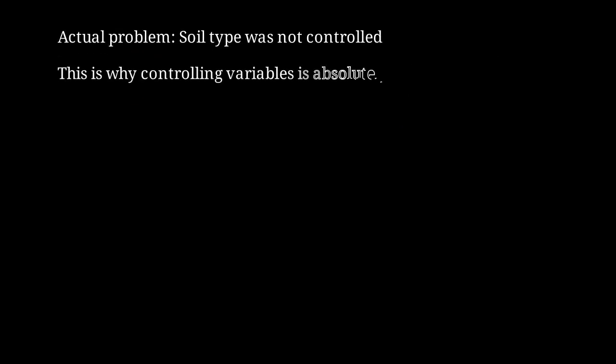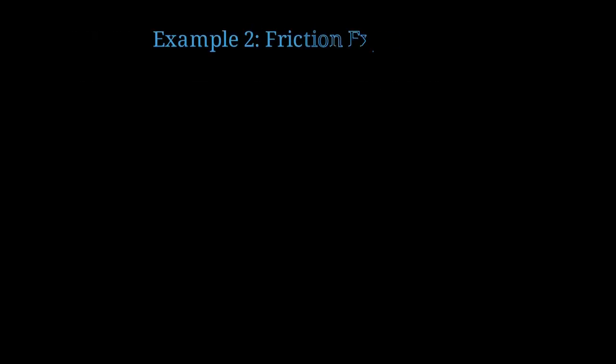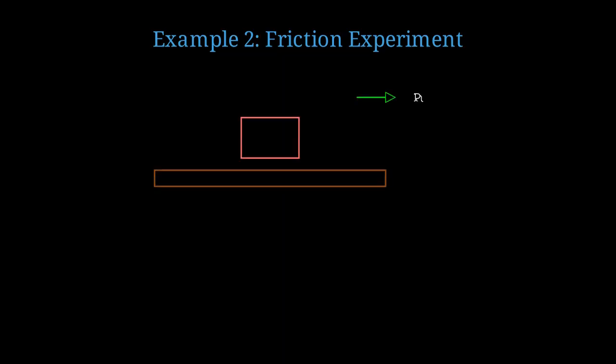This is exactly why controlling variables is absolutely critical. One uncontrolled variable can invalidate your entire experiment. Let's look at another example from physics. You want to investigate how surface roughness affects friction force. You pull a block across different surfaces: smooth wood, rough sandpaper, and carpet. You measure the force needed to move the block.